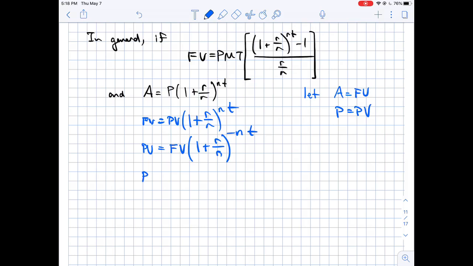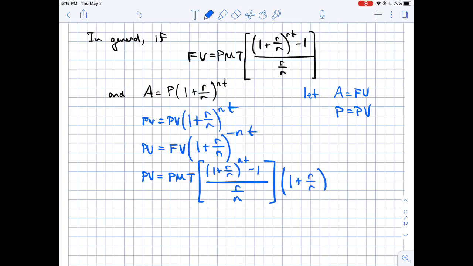So that means that present value is going to be equal to PMT, and I'm just taking that from up here, multiplied by ((1 + r/n)^(nt) - 1) over (r/n). And now I'm going to bring this in. So it's going to be multiplied by (1 + r/n) to the power of negative nt. Okay, so all that we did here was take this future value and swap that big formula in for future value.